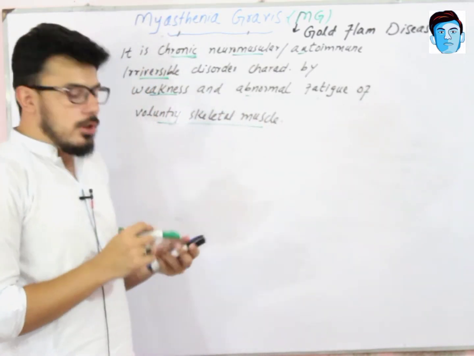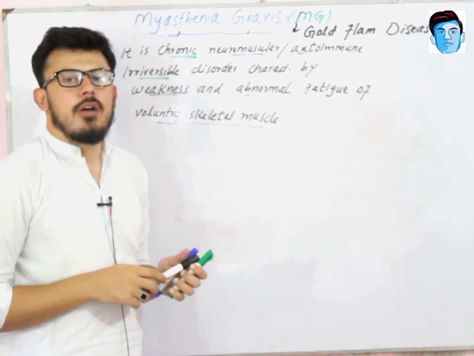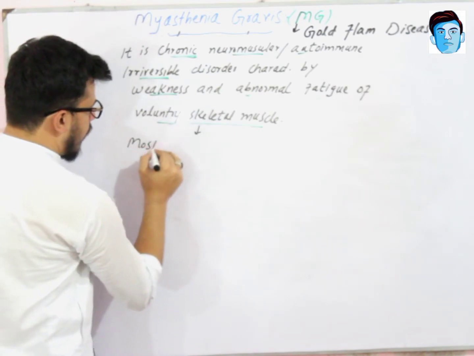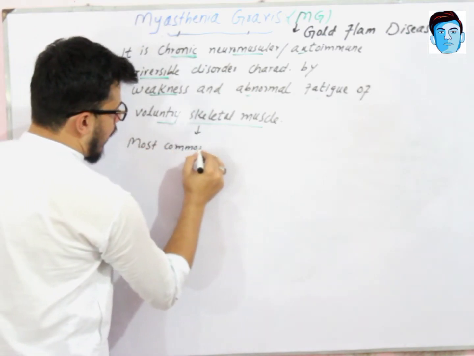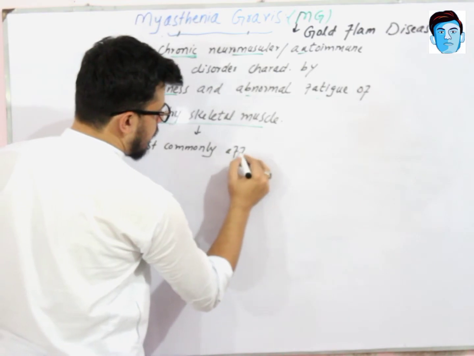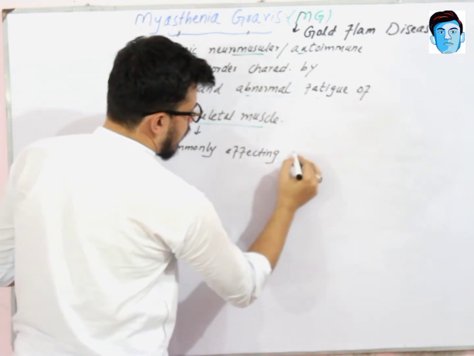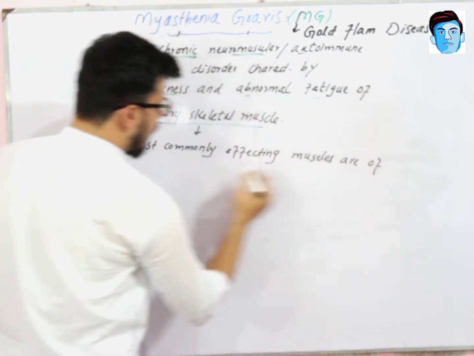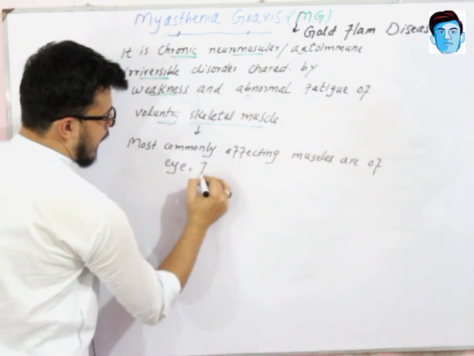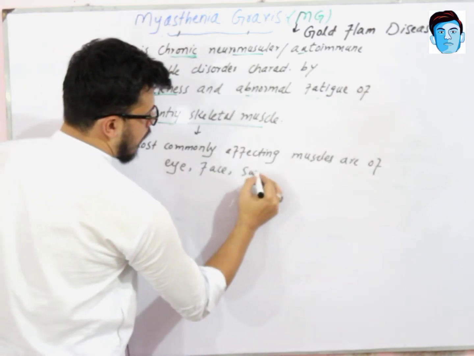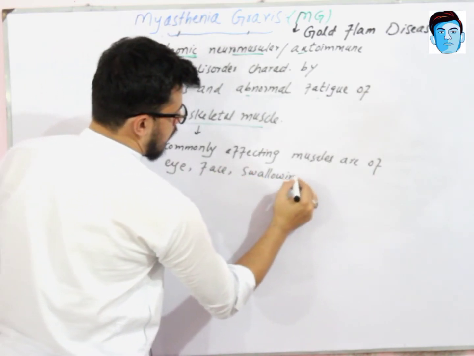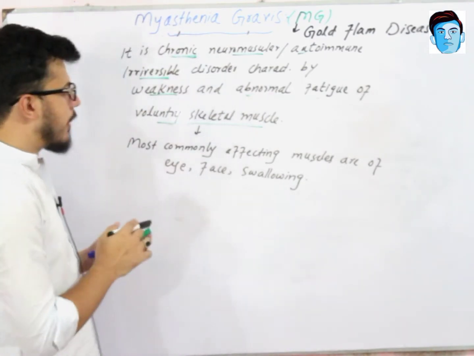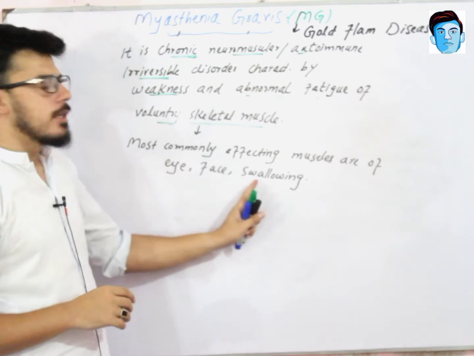Now, what are the most commonly affected muscles? The most commonly affected muscles are those of the eye, face, and swallowing.